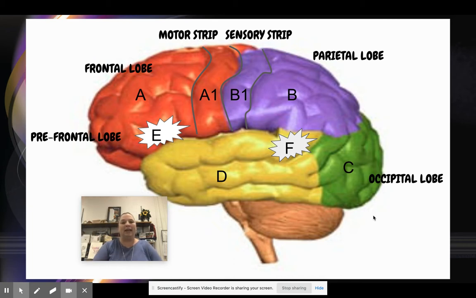Okay. The other way to remember this is, you ever heard your parents say, "I have eyes in the back of my head"? Great example to remember the occipital lobe. I have eyes in the back of my head.